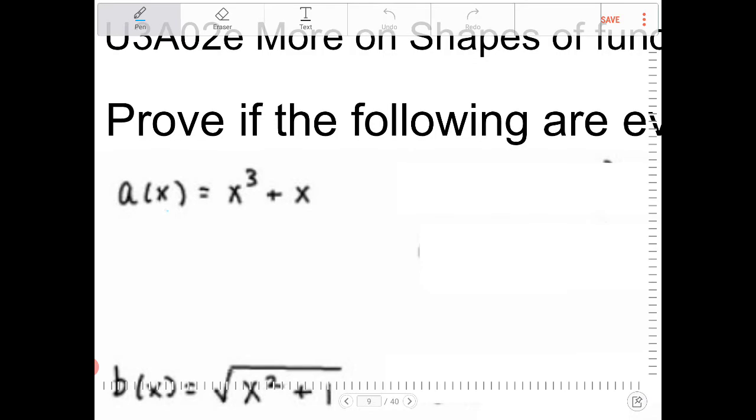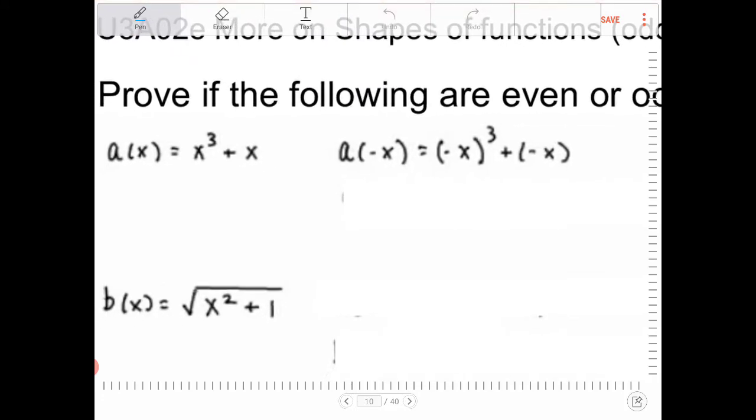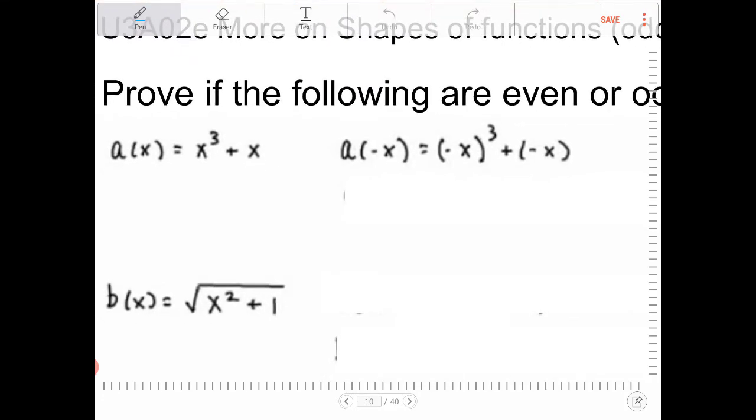Right now, these x values are positive. So what I'm going to do is substitute in x values that are negative. And if I do, I'll end up with an equation like this. Wherever I see x, I'm replacing it with negative x. If I proceed to rewrite and simplify this, getting rid of the parentheses, I'll end up with a of negative x is equal to negative x cubed minus x.